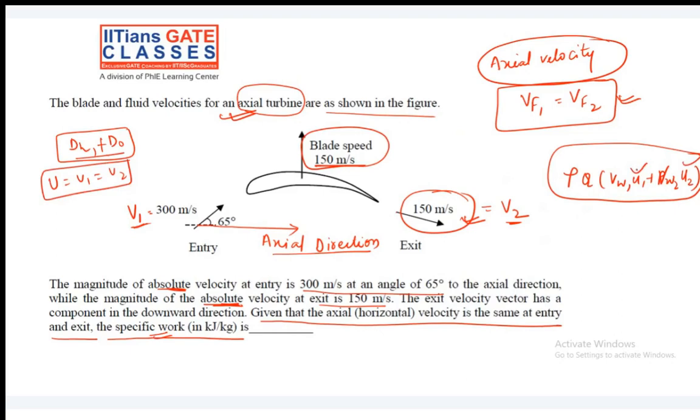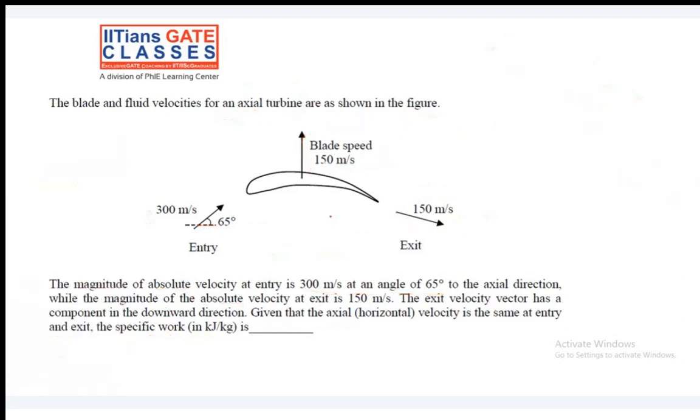There is nothing to be worried about. What about vw1 and vw2? Because we need to find out vw1 and vw2. So I am removing the ink part. Now see, what are vw1 and vw2? The direction of vw1 and vw2 is very important. See what it has mentioned, 65 degree to the axial direction.